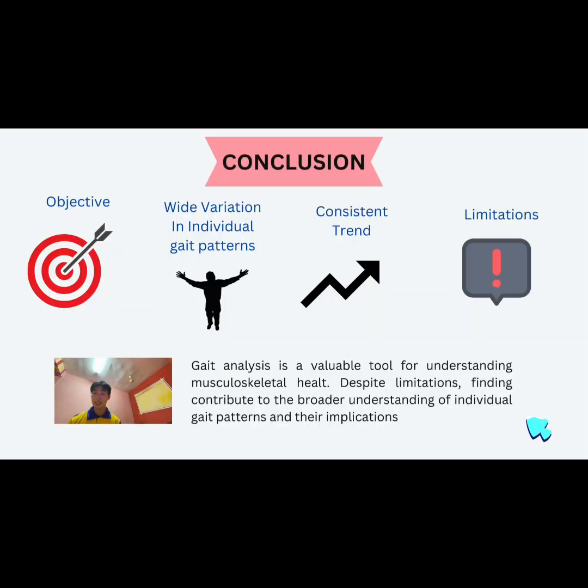Hi, I'm Gilbert Wong Wei-Jie, and I am doing the conclusion of this report. For this report, the objective is to investigate the right knee and right ankle angle during the walking cycle. In this report, we found some wide variation in individual gait patterns, influenced by factors like step length, arm swing, and joint dynamics. Also, we found a consistent trend of higher knee flexion during specific gait phases.